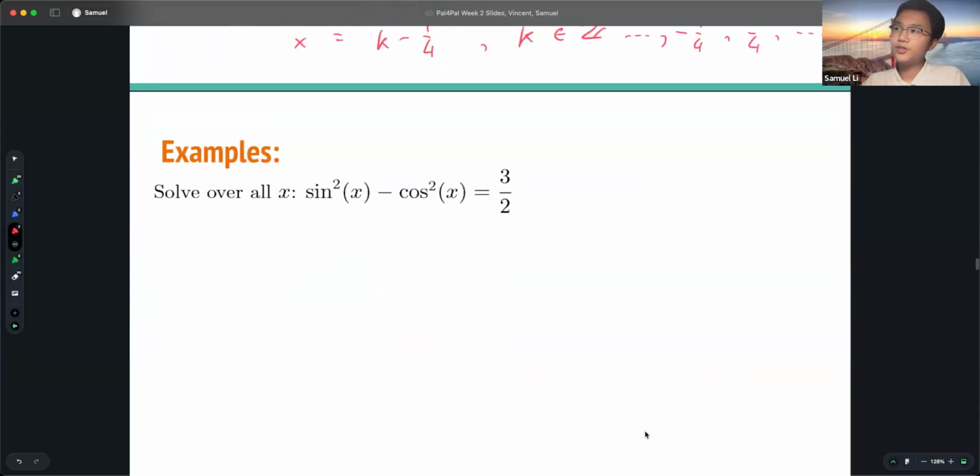Okay, so this question would be one of the first ones where we have to use a trigonometric identity, because here we see that we actually have two trig functions, so it's not easy to solve directly. The idea behind this question, I'll just solve it, is that it's just the double angle formula for cosine, with a negative, of course.